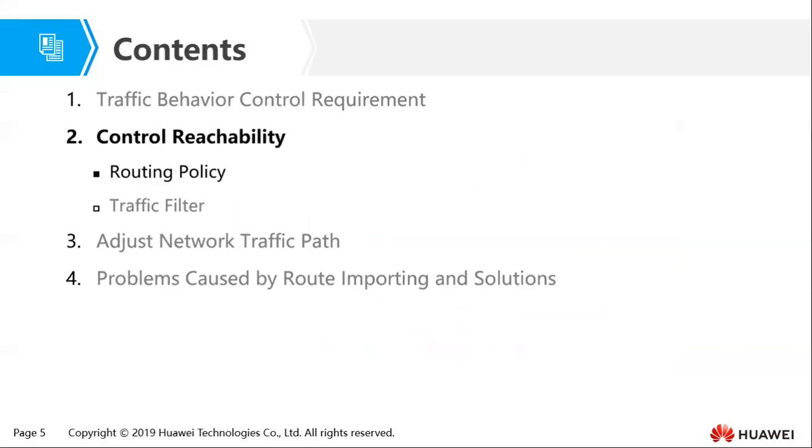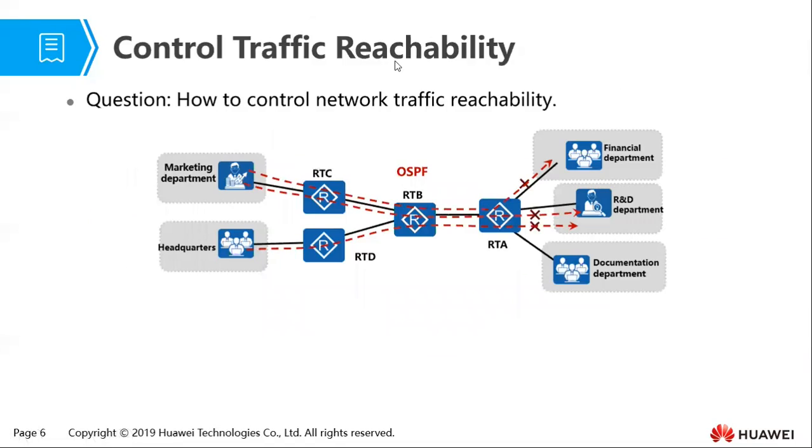So let's begin with controlling reachability. To control reachability, you can use one of 2 options, what we call routing policy or traffic filter. Traffic policy or routing filter. So we are going to look into each one of them and how they're implemented.